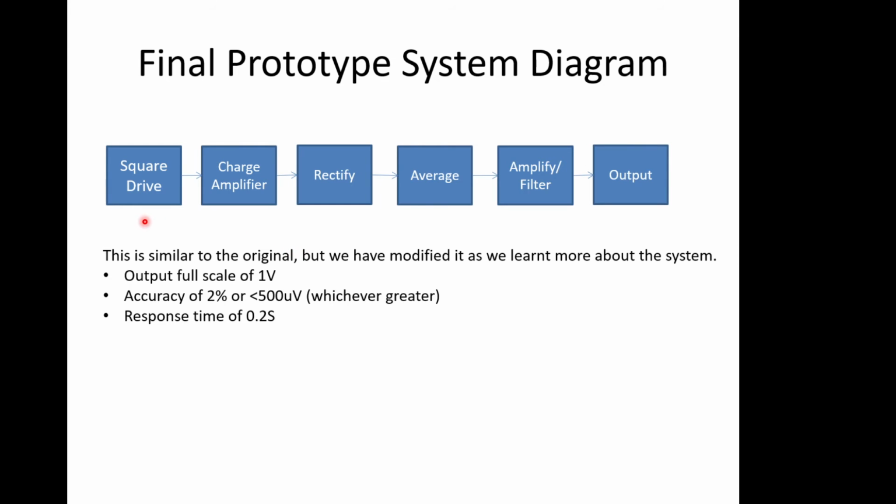So we can say what our final prototype system looked like. We've got a square wave drive where we had a sine wave to start with. We've got our charge amplifier block, we know what's in that now. Rectifier, we know what is in that block, we know what has to go in, and we know what comes out. We've got an averaging block which is actually included in our system in the circuitry for the rectification, but it's a separate function. And then we amplify and filter it to get it to the right size, and the amount of amplification needed depends on whether we had a sine wave or a square wave drive, so it all links back. And then we've got our output coming through.